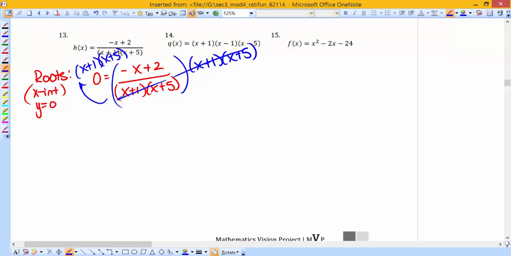And then when I multiply x plus 1 and x plus 5 by 0, I get 0. So I am left with 0 equals negative x plus 2. So I move the x over and x equals 2. So I have one root at (2, 0).